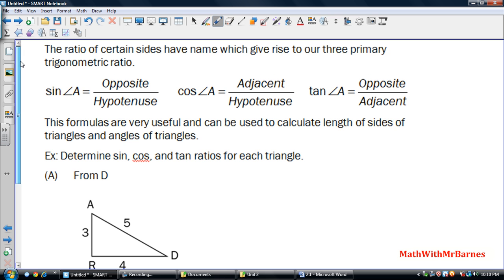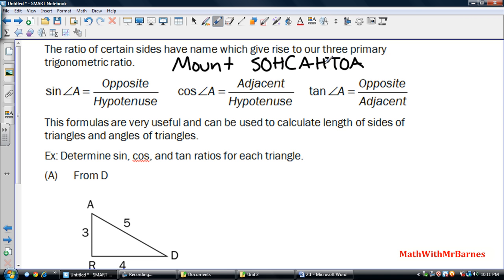So a lot of my students like to remember these formulas by remembering Mount Sokotoa. I don't know where that comes from, but somebody said it to me a few years ago and it makes sense to me. So Mount Sokotoa: sine is opposite over hypotenuse, cosine is adjacent over hypotenuse, and tan is opposite over adjacent.